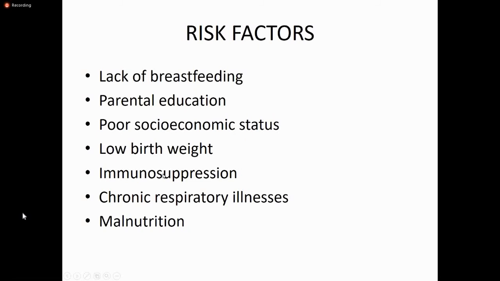Immunosuppression, for example, if the child is suffering from any immunodeficiency or any chronic illness in which the immunity has decreased, he or she is at risk of developing respiratory tract infections like pneumonias. Chronic respiratory illnesses like cystic fibrosis and tuberculosis are risk factors for developing pneumonias, and malnutrition itself is an immunocompromised state, and these children are at risk of developing pneumonia more than children who are well nourished.